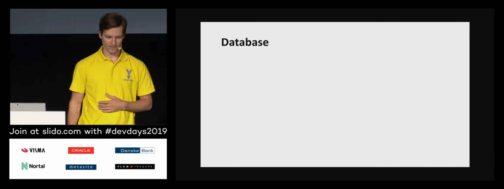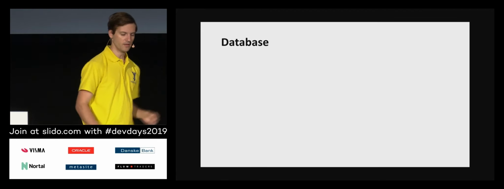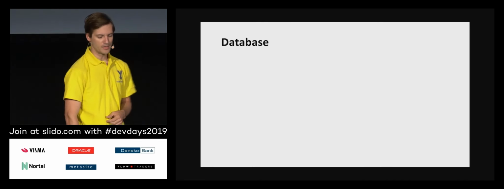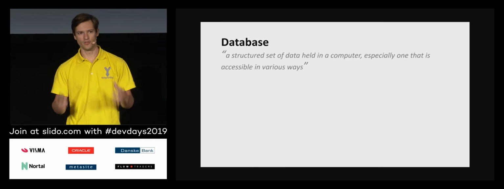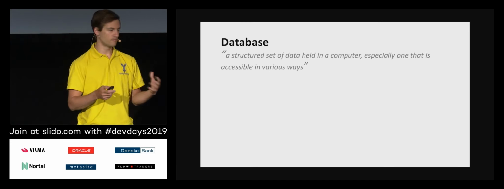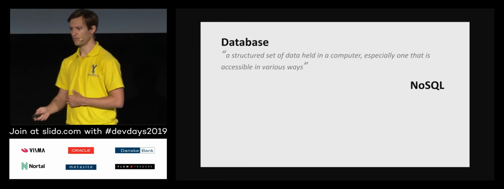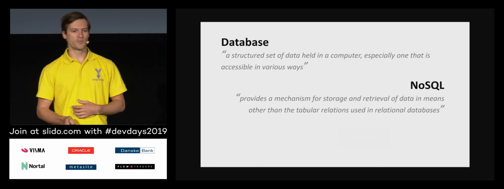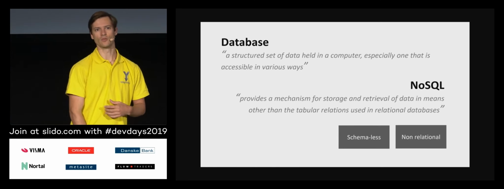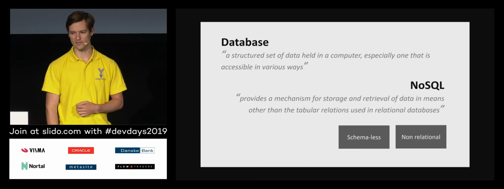So first, a couple of disclaimers. When I talk about a database, I'm not necessarily talking about your enterprise scale Oracle or MS SQL or whatever. I'm talking about anything that can hold a bunch of structured data and potentially accessible in different ways. And then NoSQL, which is a very overloaded term. I want to talk about NoSQL specifically as being schemaless and non-relational, which is the case for Git when we use it as a database.